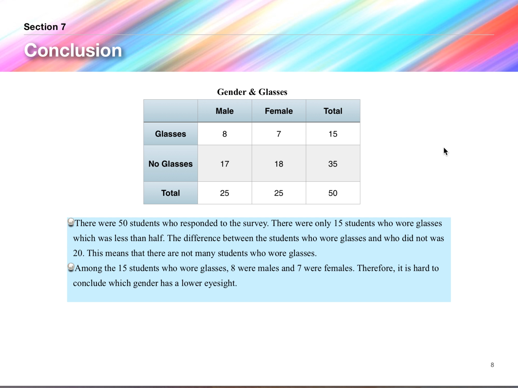Another conclusion is that among the 15 students who wore glasses, 8 were males and 7 were females. Therefore, it is hard to conclude which gender has a lower eyesight.